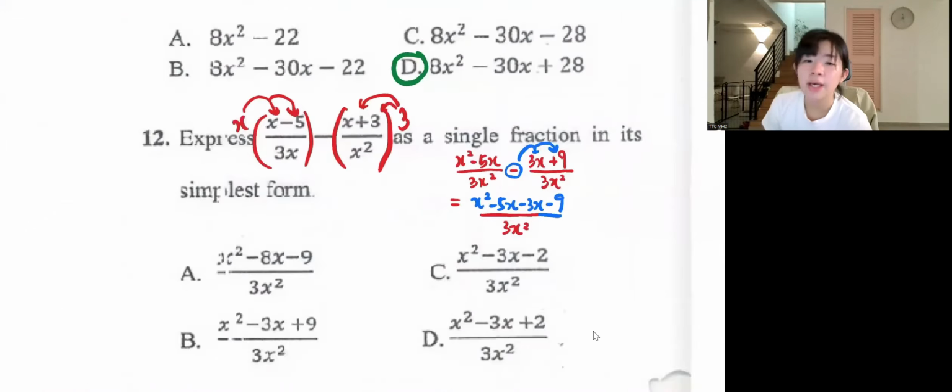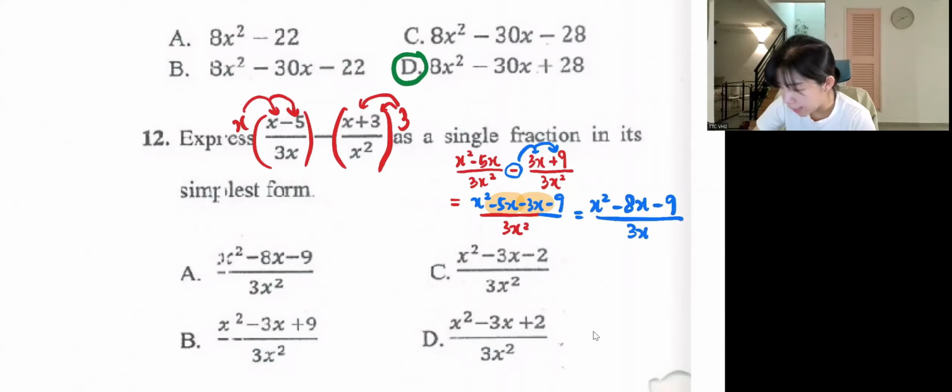All right, so at the end, what is your answer? A, B, C, D. You get the answer already. So x squared, negative 5x minus 3x is negative 8x, minus 9. So we get 3, and then over 3x squared. So the answer is A.